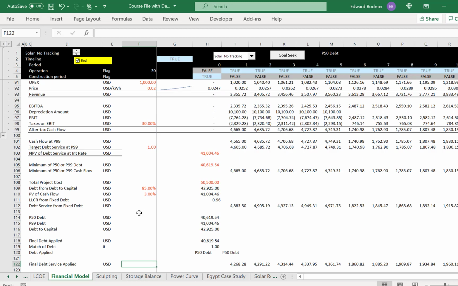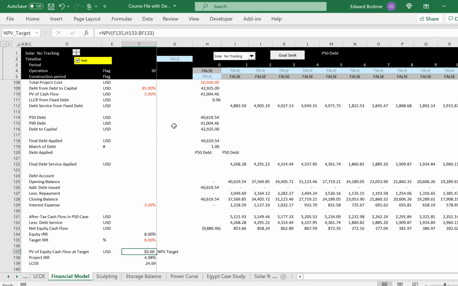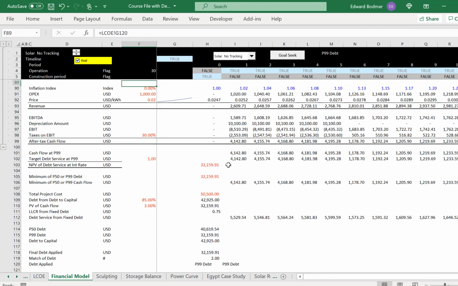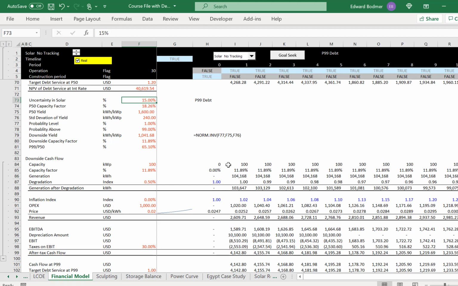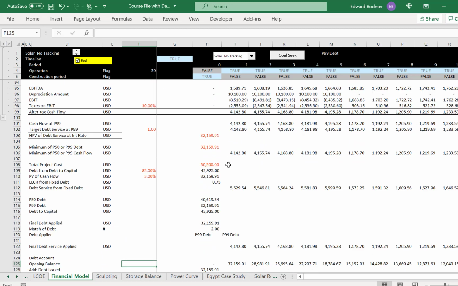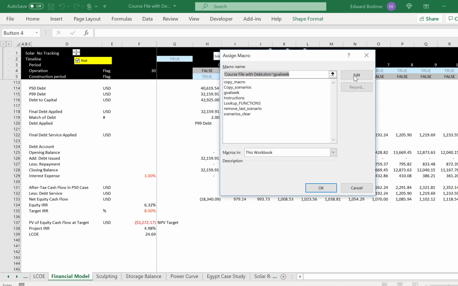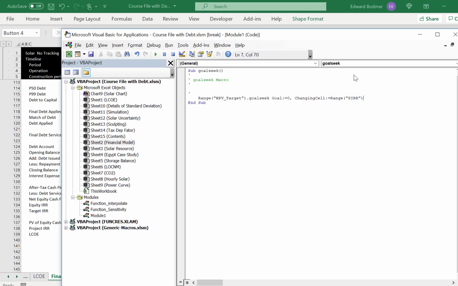But the, just a minute. Okay, I put P9. I put a much higher uncertainty in here to force it to run with P99, and we get a difference, and we want to rerun the goal seek, and now you just do it like this, and you put project IRR, but then you put a range. No, you put the cells, and then you remember that range.